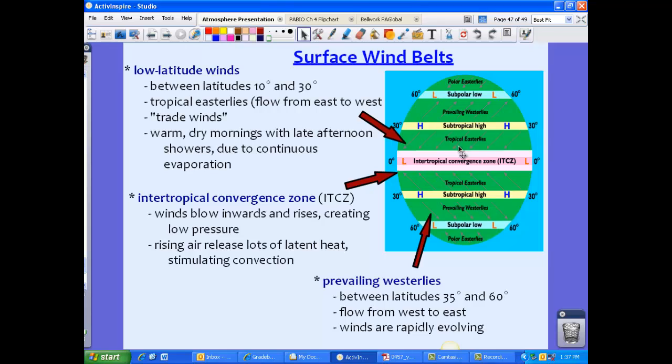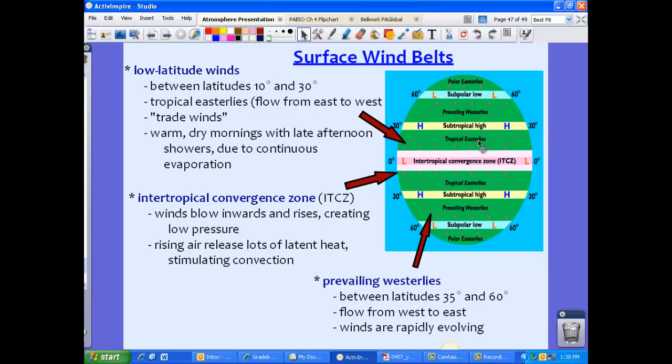They're called tropical easterlies. And these winds are typically between latitudes 10 degrees and 30 degrees, both north and south. So we're going to see them right either above or below our ITCZ zone, our intertropical convergence zone. So we call them tropical easterlies because the flow of this wind travels from the east to the west. And that's how we name winds. We always name them from where they come to where they go. So if they're coming from the east, we call them easterlies.